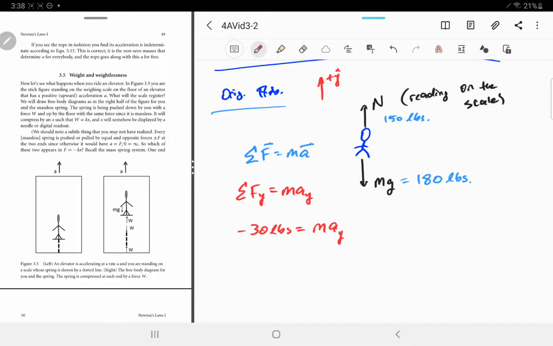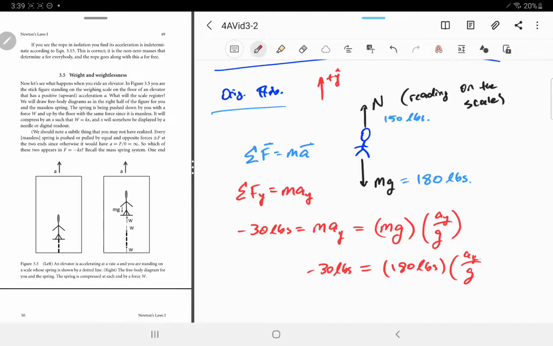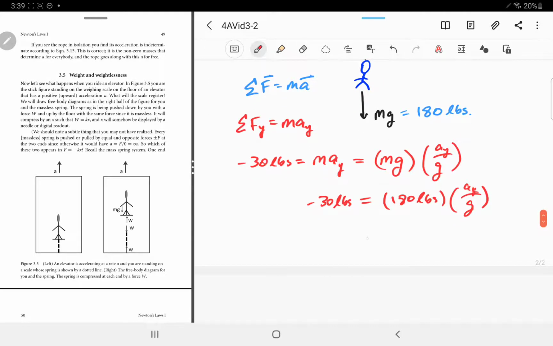And I don't like this unit of pounds, but I can do a trick here to get rid of this pounds. I can multiply and divide by g. So I have a_y in terms of g. So I'm going to divide and multiply by g. And mg is 180 pounds. So negative 30 pounds is equal to 180 pounds times a_y over g. Now this is nice because it says that a_y looks like negative 30 over 180. It's about negative 1/6, or negative 0.17 g.